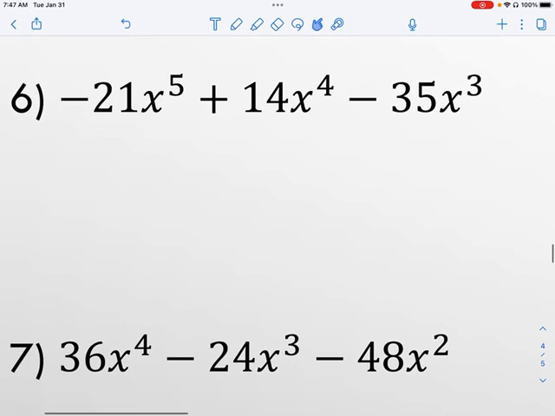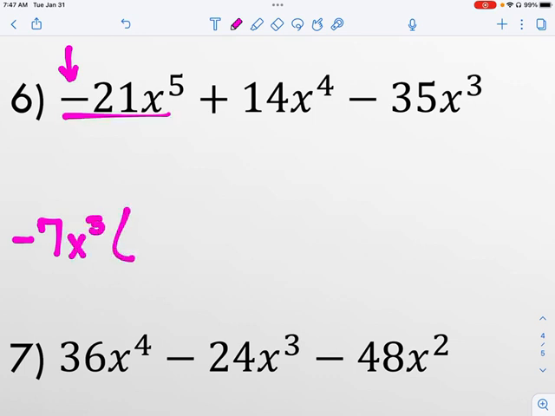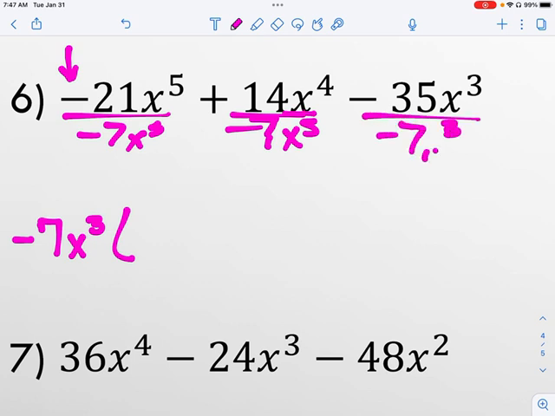Okay, let's take a look at number 6. I start off and I say, okay, I have 21, 14, and 35. What goes into all three of those is a 7. Now we notice that the front is also a negative, so I'm going to take out a negative 7. Then I look at my x's. I have 5, 4, and 3. The most they have in common is 3. So we're going to take each one of these and divide it by negative 7 x to the third.